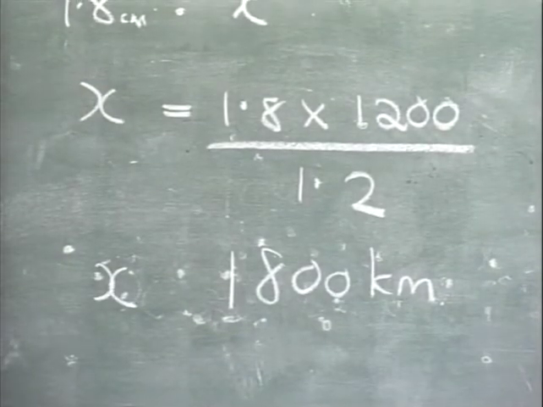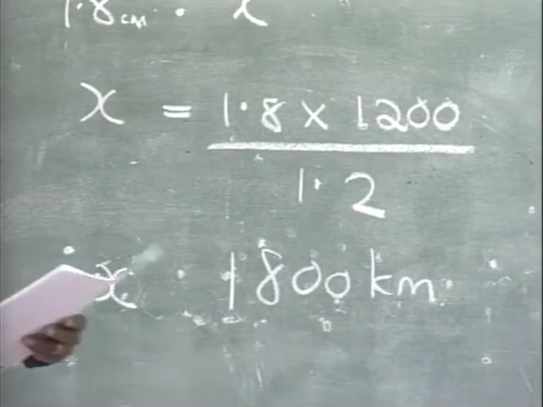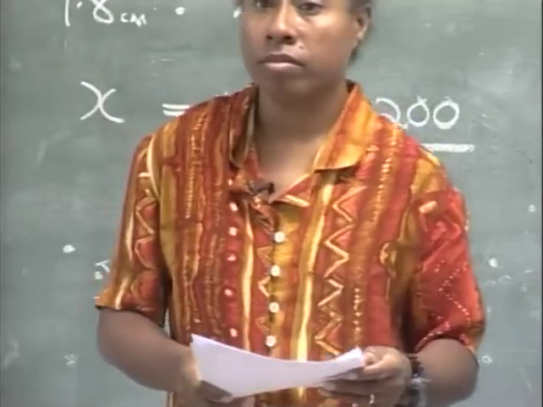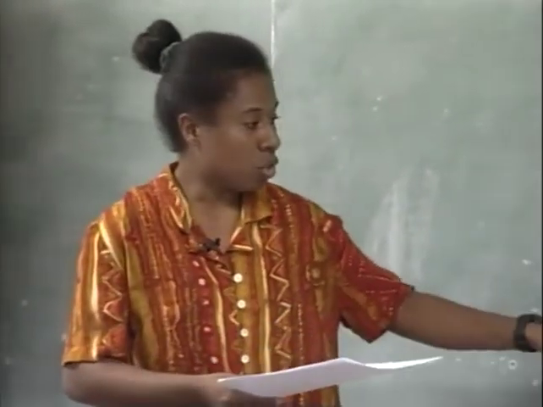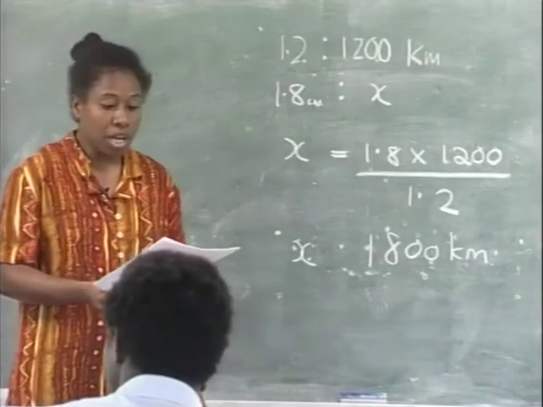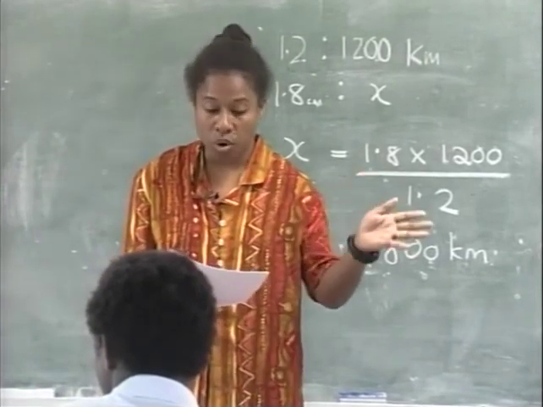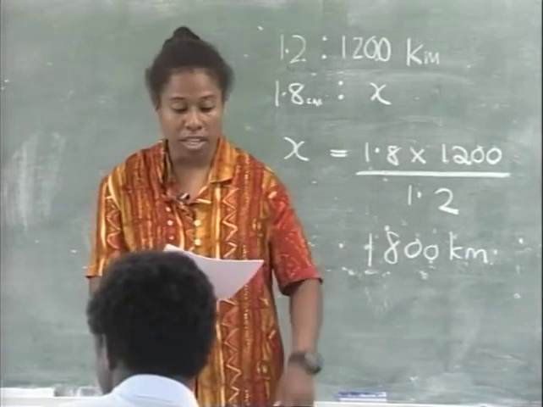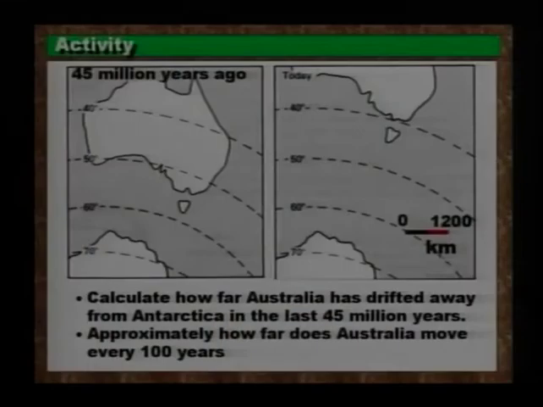We check. Do you all have 1,800? Christopher is not happy with that answer. Are you happy with that answer? Okay. So what we are saying now is for this particular question is that Australia has actually drifted, 45 million years ago, about 1,800 kilometers away from Antarctica.